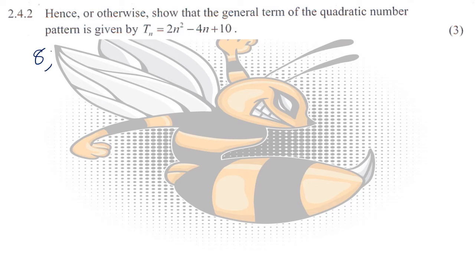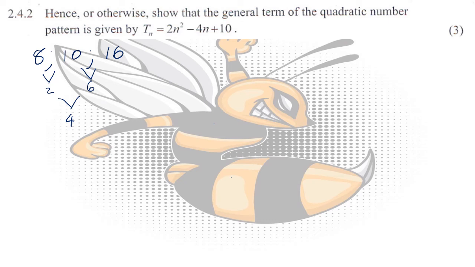It's 8, 10, 16, and we know that since it's a quadratic, we're not going to have a first constant difference, but we're going to have a second constant difference. So 10 minus 8 gives me 2, and 16 minus 10 gives me 6, and then this difference will be constant, which is 4.